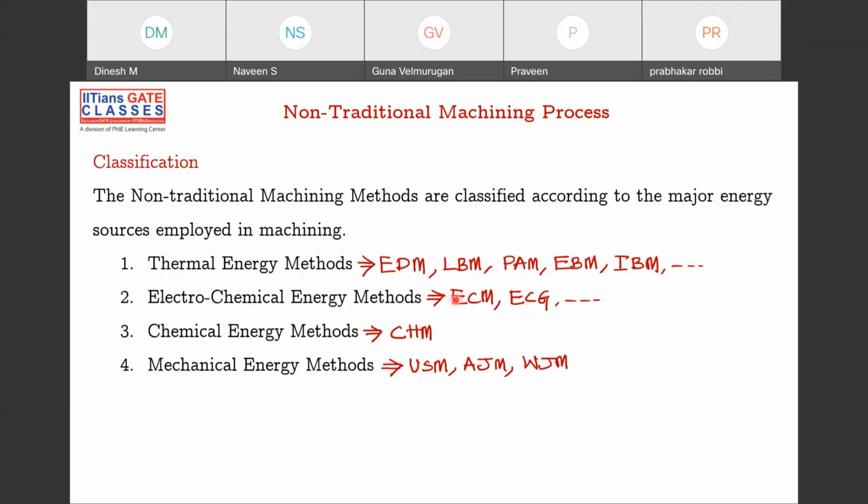Electrochemical energy methods are electrochemical machining and electrochemical grinding. In chemical energy methods, we are using chemical machining. CHM is chemical machining. Mechanical energy methods include ultrasonic machining, abrasive jet machining, and water jet machining. Right? So these are the different types of non-traditional machining processes, which we are categorizing with respect to the energies that we are trying to use.